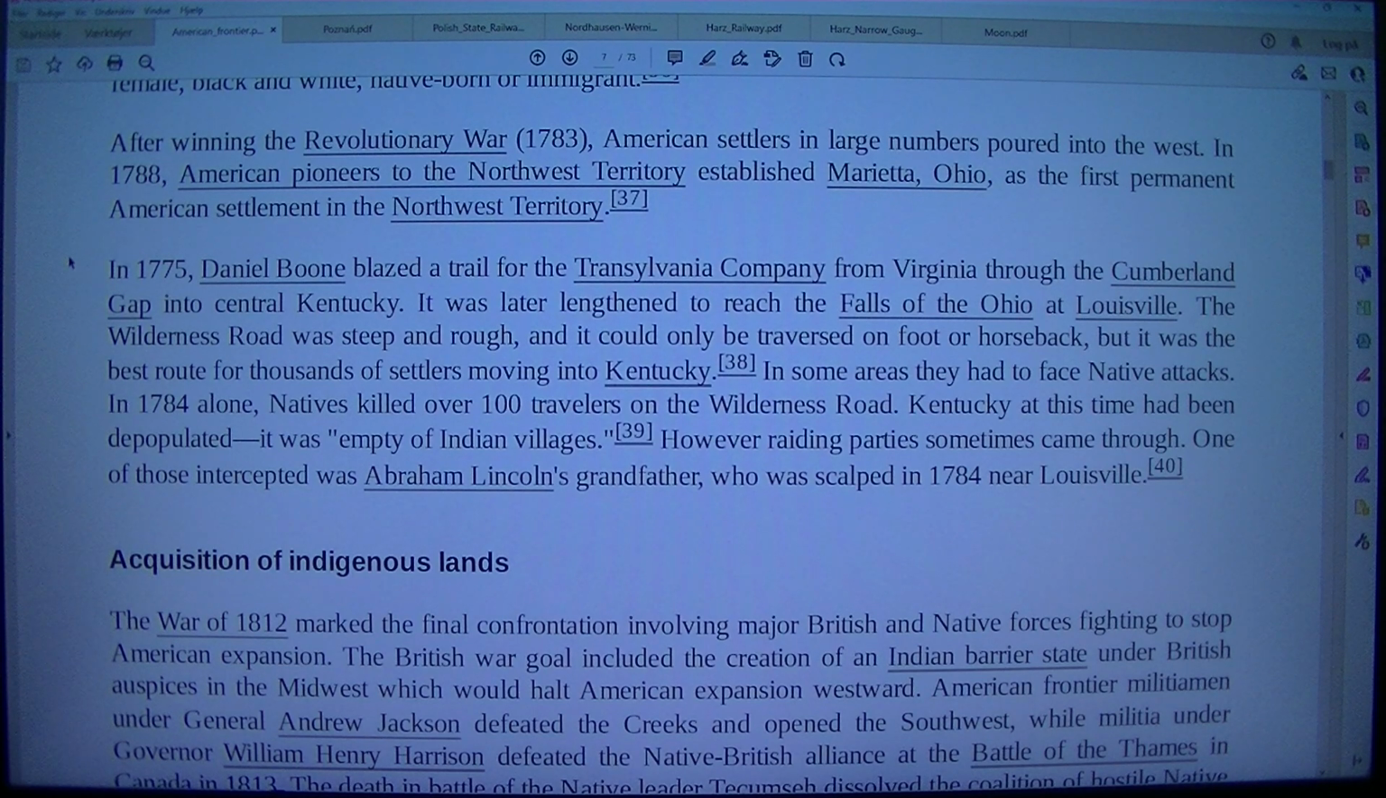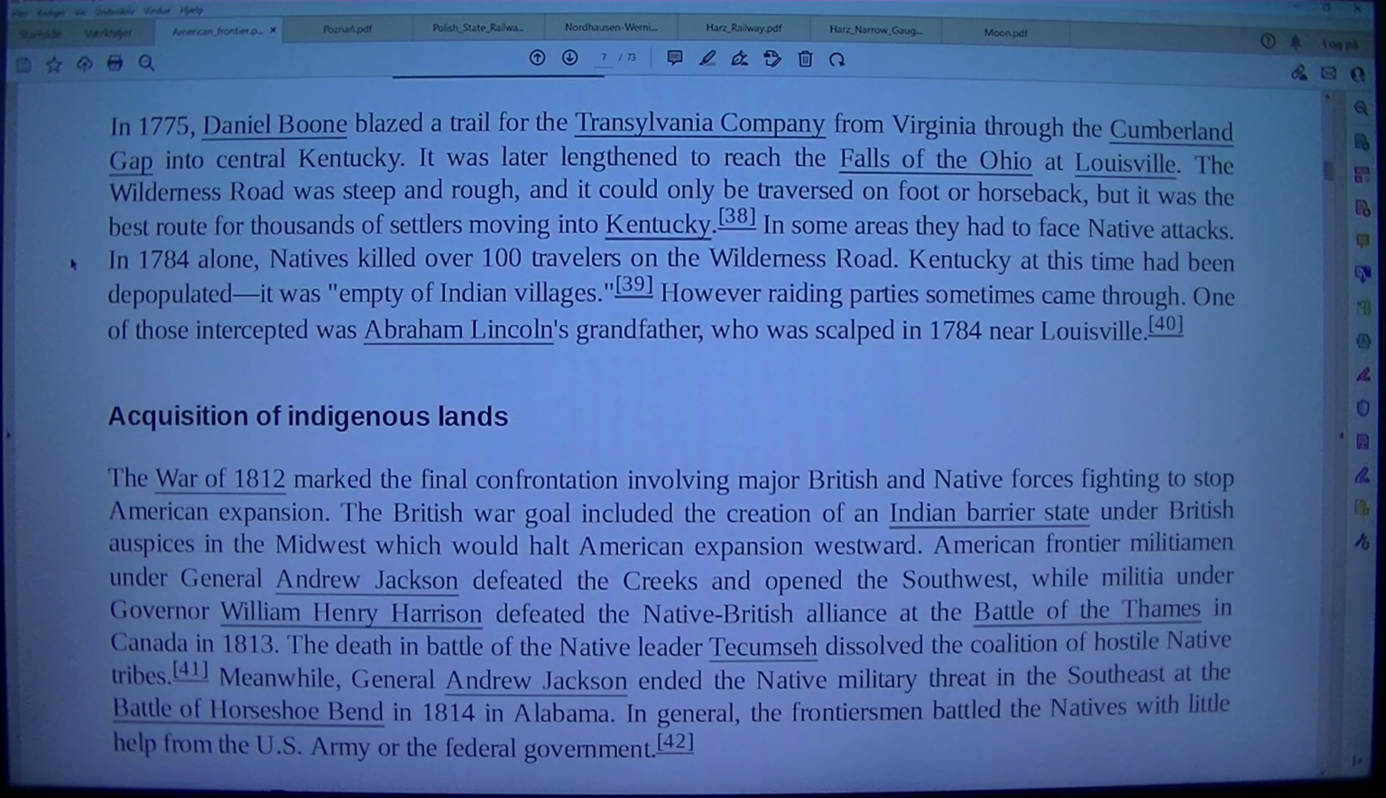In 1775, Daniel Boone blazed a trail for the Transylvania Company from Virginia through the Cumberland Gap into central Kentucky. It was later lengthened to reach the falls of the Ohio at Louisville. The Wilderness Road was steep and rough, and it could only be traversed on foot or horseback, but it was the best route for thousands of settlers moving into Kentucky.